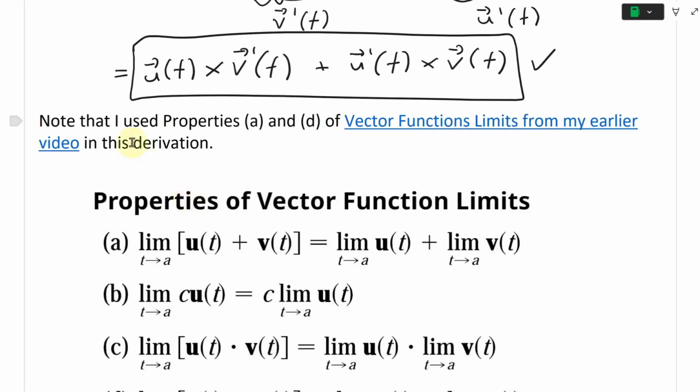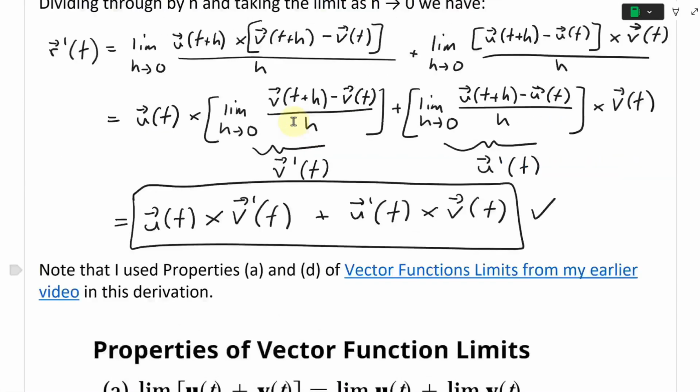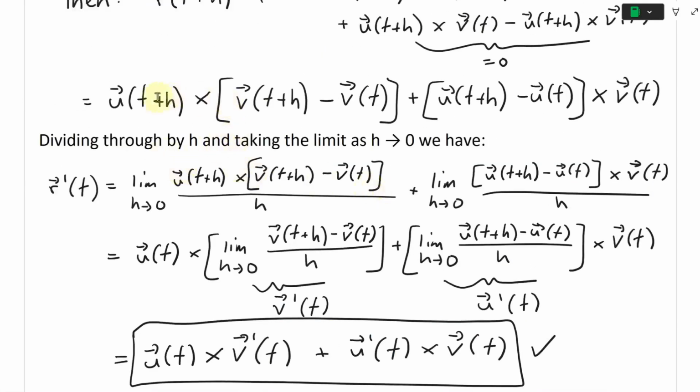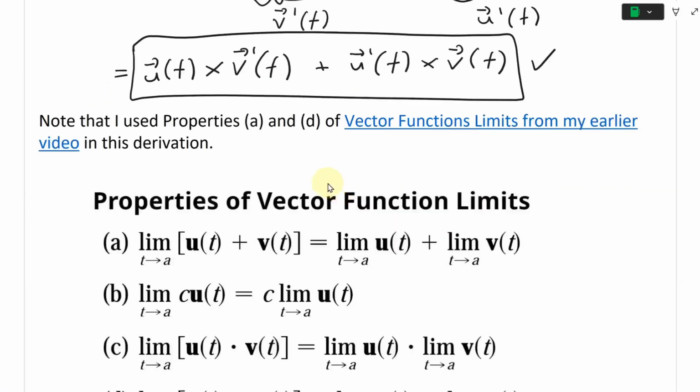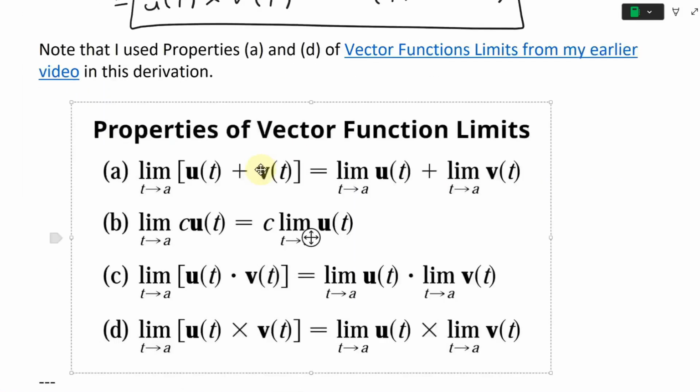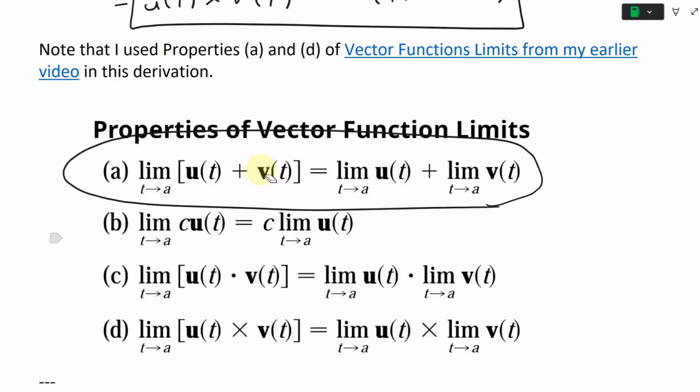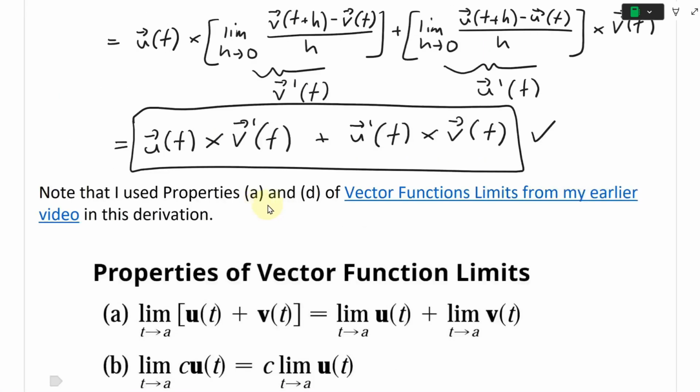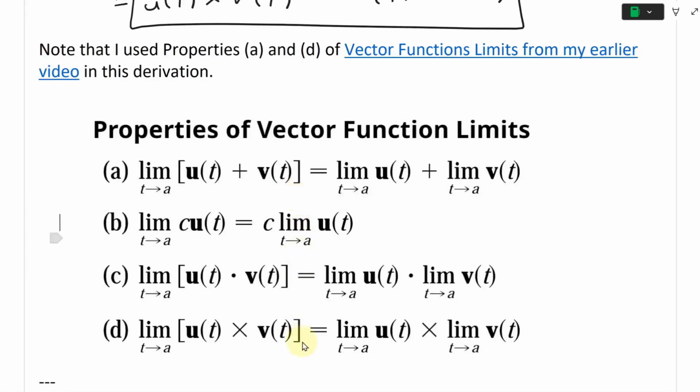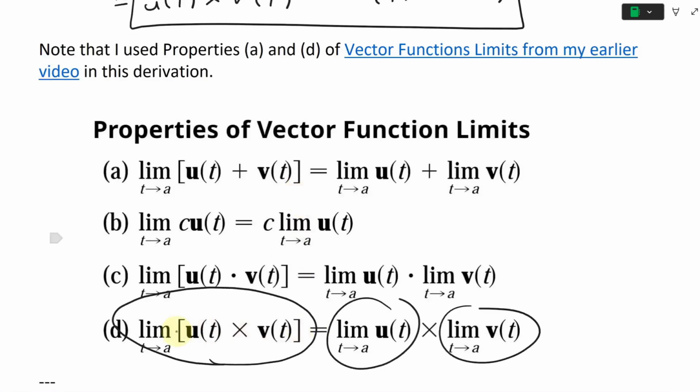All right, and here note that I used properties a and d of vector function limits from my earlier video in this derivation. So basically, when I split these apart right here and take the limit, I just used part A. This is the properties of vector function limits. When you have a limit of that, you can just split them up like that. And then I also used part D. So when you have a cross product like this, it's the same thing as taking the limit of each one separately.